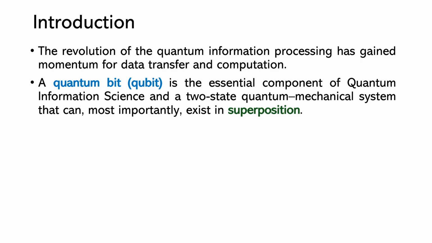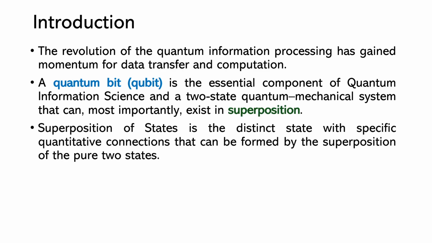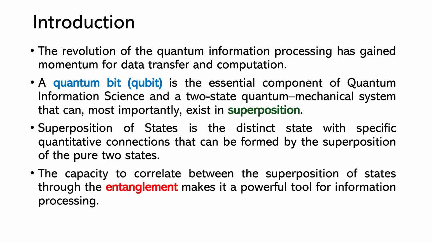A quantum bit is the main part of a quantum information processing system, and a quantum bit can exist in a quantum mechanical system that has a superposition. A superposition of a state is a distinct state with a specific quantitative connection that can be formed by the superposition of pure states, and there is a capacity to correlate between these superpositions of states through the analogy of entanglement, which is a very powerful tool for information processing.